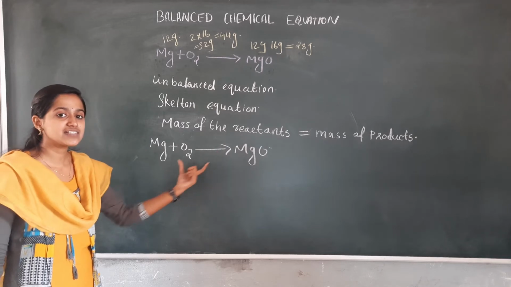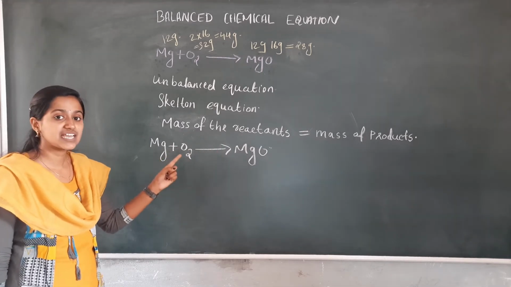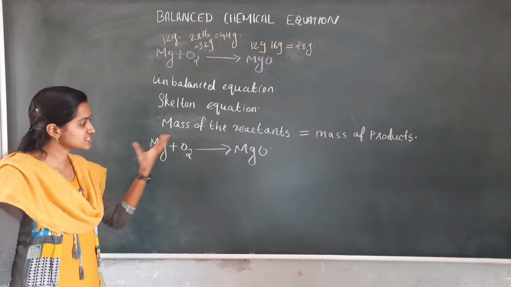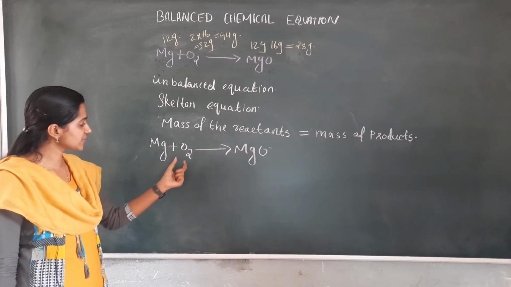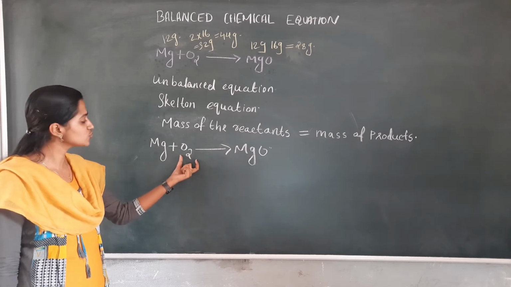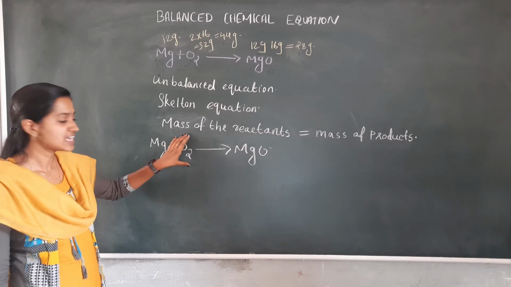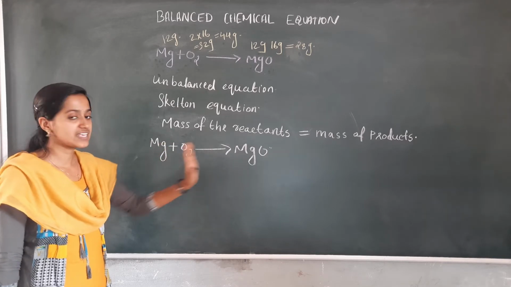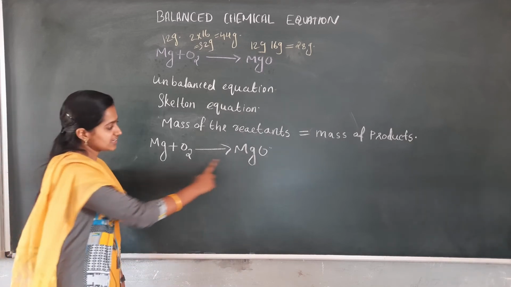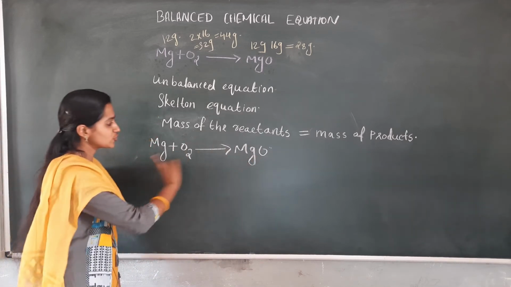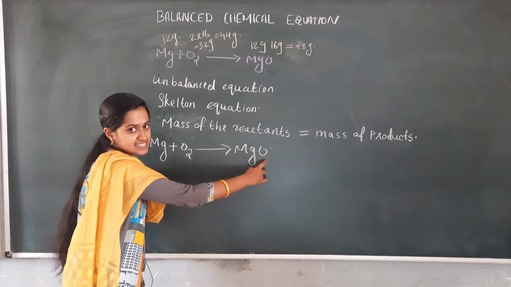So in order to balance this equation, first preference must be given to the substance containing the larger number of atoms, either on the reactant side or on the product side. Here in this equation O2 contains 2 atoms, which is the larger number. So we must balance the number of oxygen atoms on each side. Here 2 oxygen atoms are there, here only 1 oxygen atom is there. In order to balance them, we put the coefficient 2 on the right hand side.